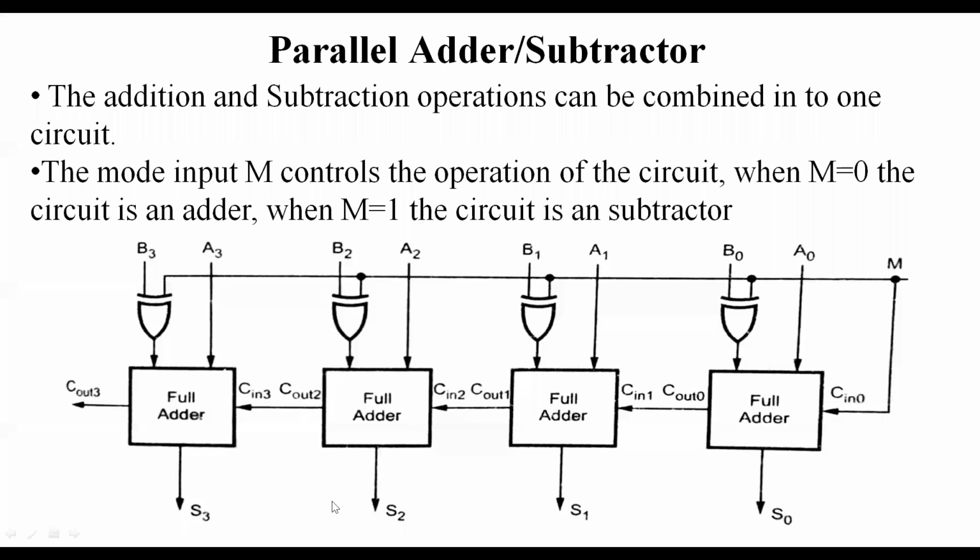We'll start once again. 4-bit parallel adder subtractor. Here this is the circuit for the 4-bit parallel adder subtractor. You can observe that in order to perform the addition operation, we have to use the mode control. When the mode control m equals 0, it will act as an adder circuit. And the mode control m is connected to all the exclusive OR circuits.